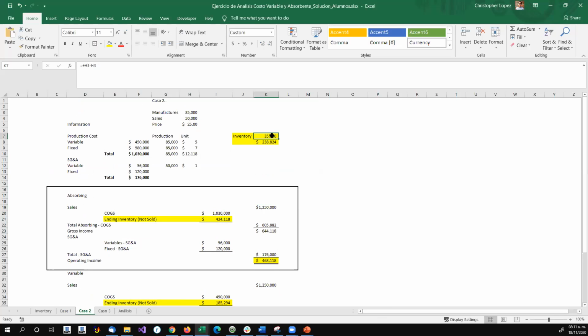So the first thing that you do is you evaluate the inventory. So 85,000 minus 50,000, those are the units that you are not selling. So all we need to do now is just multiply the units that are not selling by the cost of those units. And in absorbing costing, the cost is the fixed cost. You see it? The fixed unit cost.